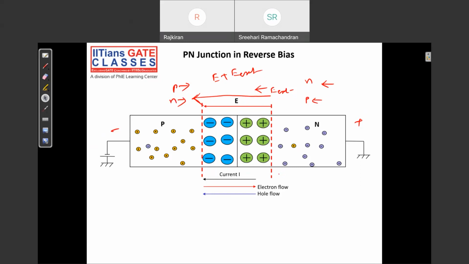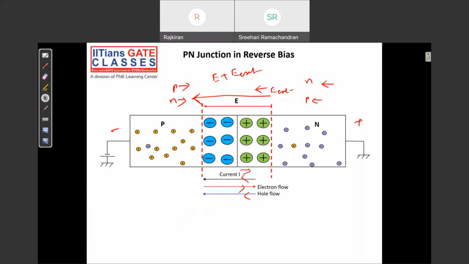The barrier is supporting the electron flow from P to N, and supporting the hole flow from N to P. So the electron can flow like this, holes can flow like this. Since the electron will flow like this and holes will flow like this, the current will flow from N to P. Earlier the current would flow from P to N.